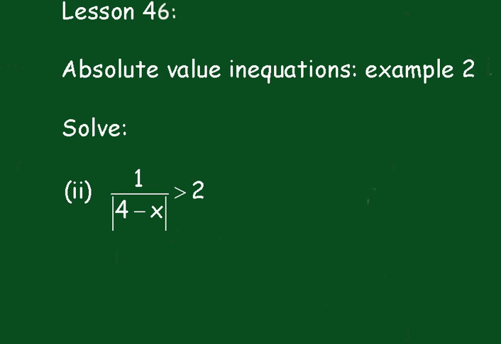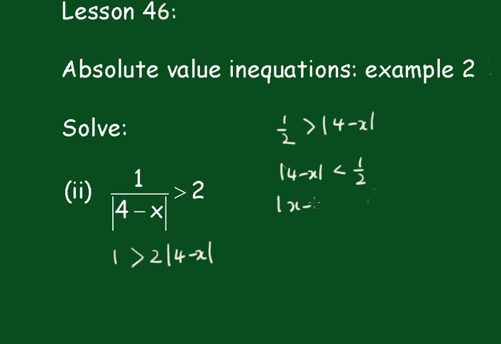Right, in part 2 we have to solve 1 over the absolute value of 4 minus x being greater than 2. Now, because this is an absolute value, it's positive, so we can multiply both sides of the inequality by the absolute value of 4 minus x, and that will give us 1 being greater than 2 times the absolute value of 4 minus x. Divide both sides by 2, and we get a half is greater than the absolute value of 4 minus x. Rewrite that as the absolute value of 4 minus x being less than a half, and then swap these around.